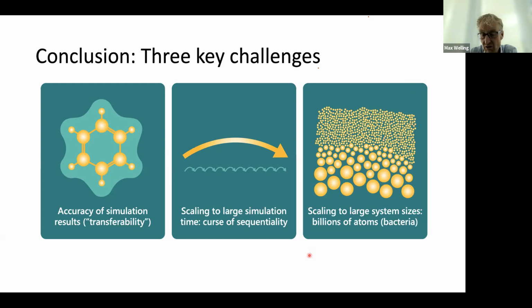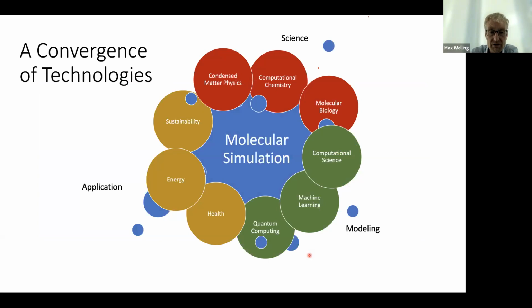And the final is scaling in space. We want to be able to develop methods which are not just for small molecules, but also very large molecules. And we probably have to think about multi-scale modeling. Why I'm excited about this is that there seems to be a convergence of technologies right now happening. In the sciences, we see condensed matter physics, computational chemistry, and molecular biology making big strides in their own fields, and they're being helped by modeling disciplines such as computational science, like simulating things on large clusters, machine learning, where you learn models from data, and in the future, hopefully, quantum computers.